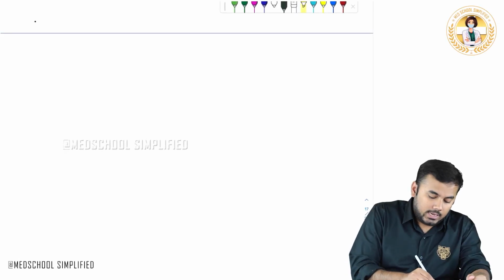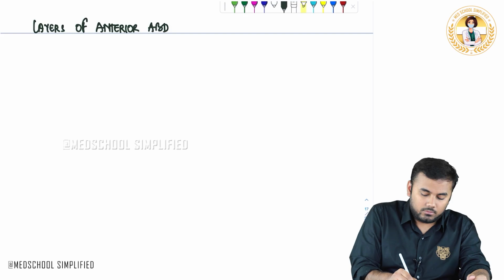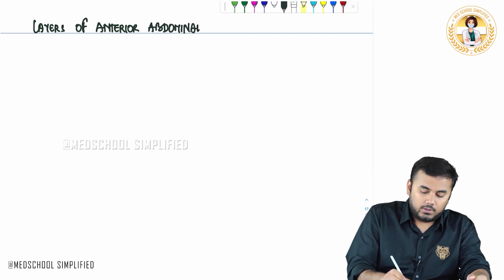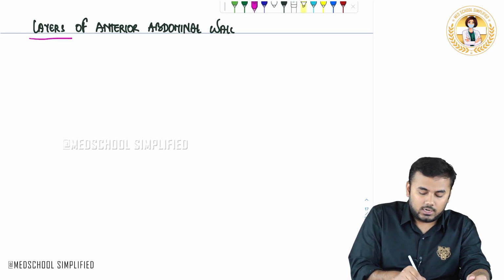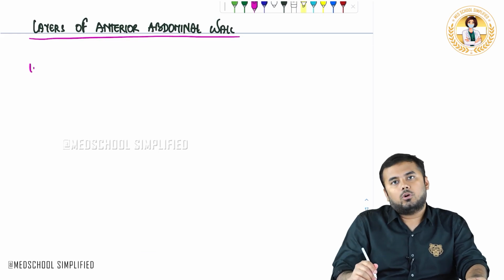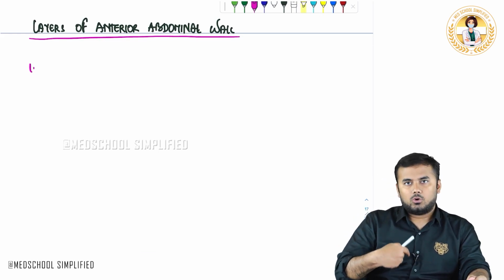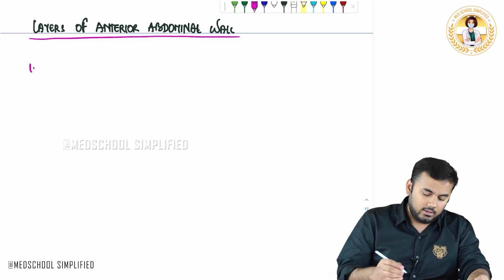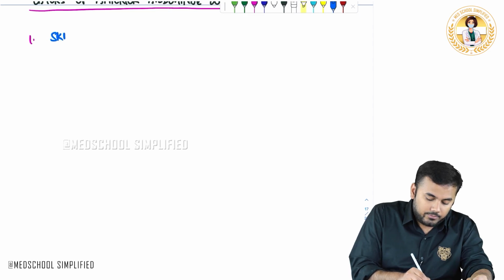Now we shall discuss the layers of the anterior abdominal wall. Let us see what these layers are. If you look at the layers from top to bottom, the outermost layer, for example if I am making an incision, will definitely be the skin. So the outermost layer is always the skin.